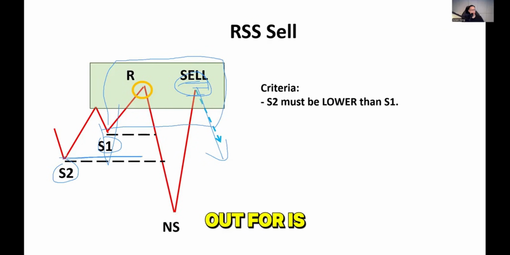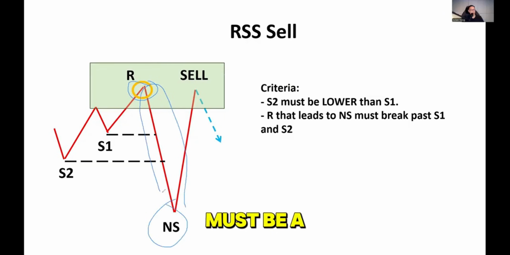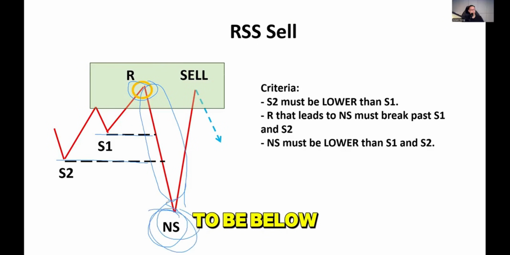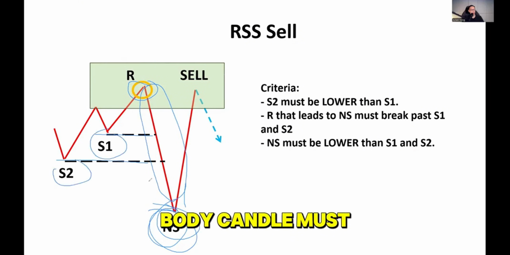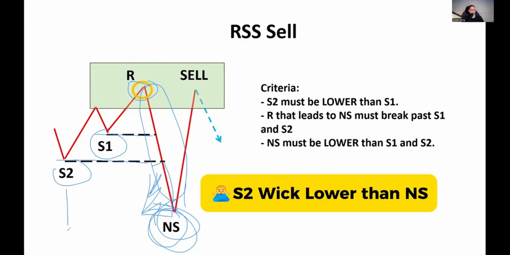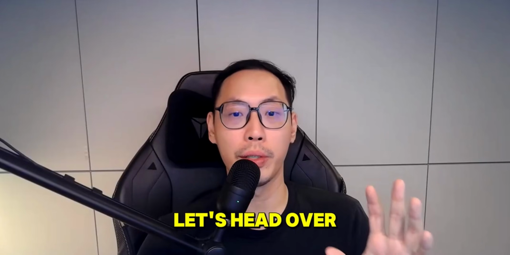And what we want to look out for is the wicks for the support. Next, R that leads to NS. This must be a big movement, a breakout, and it has to break past two supports. NS must be lower than S1 and S2. So NS has to be below S2 and S1. Body candle must be below. It cannot be that S2 wick is lower than NS. And what we want to focus on is to sell only at the resistance. Let's head over to the charts and let's see how we can spot this.